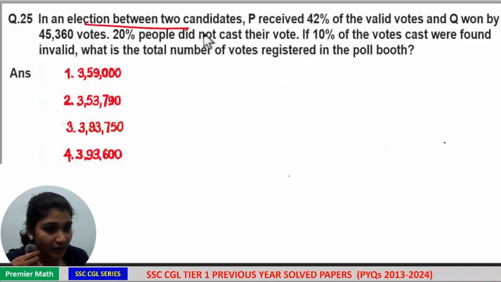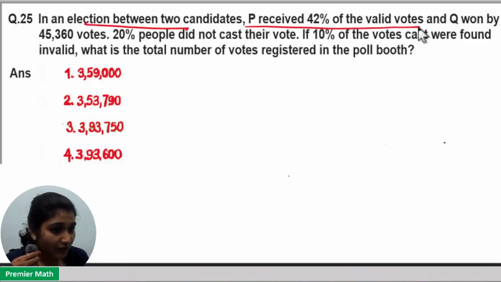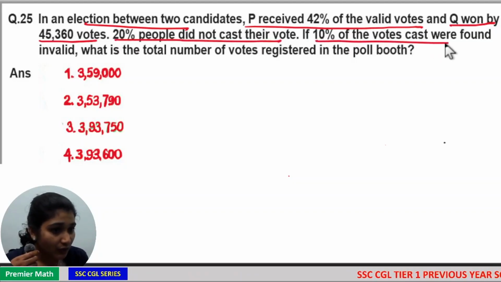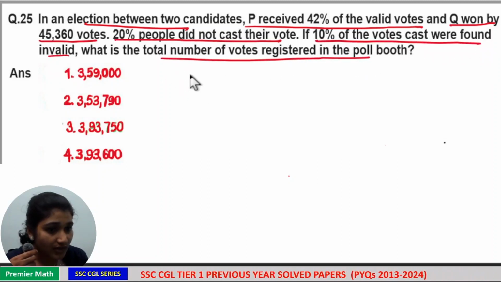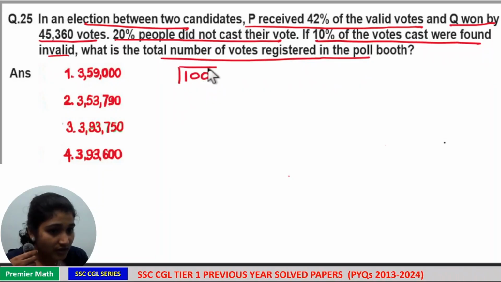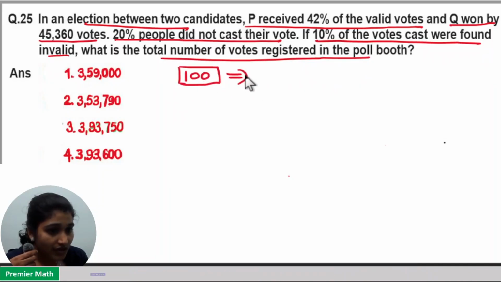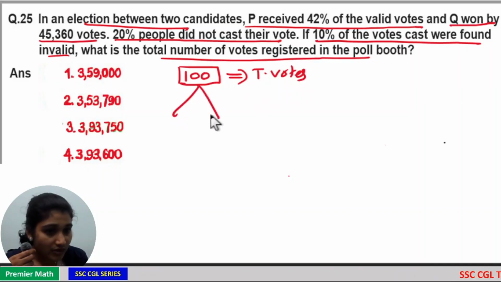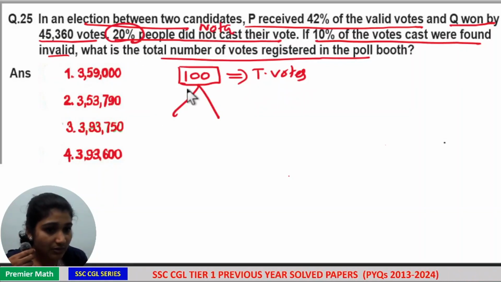In an election between two candidates, P received 42% of the valid votes and Q won by 45,360 votes. 20% of people did not cast their vote. If 10% of the votes cast were found invalid, what is the total number of votes registered in the poll booth? Consider the total number of votes registered in the poll booth as 100 parts. Then, out of this, 20% of people did not cast their vote. That is, 20% of people did not vote for any of these candidates.